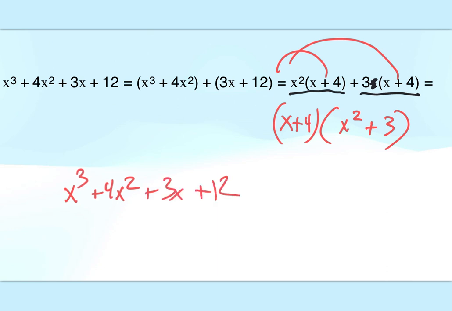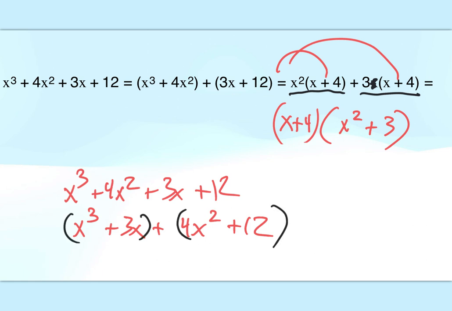Now, it's possible if I take this x cubed plus 4x squared plus 3x plus 12, that was the original equation. What if I just rearrange this and I did x cubed plus 3x plus 4x squared plus 12? Because that is another way that I could group it. I could just group here and group here. The reason why I did that, these have a common factor. They both have a factor of x. If I did that, I'd have x times x squared plus 3.